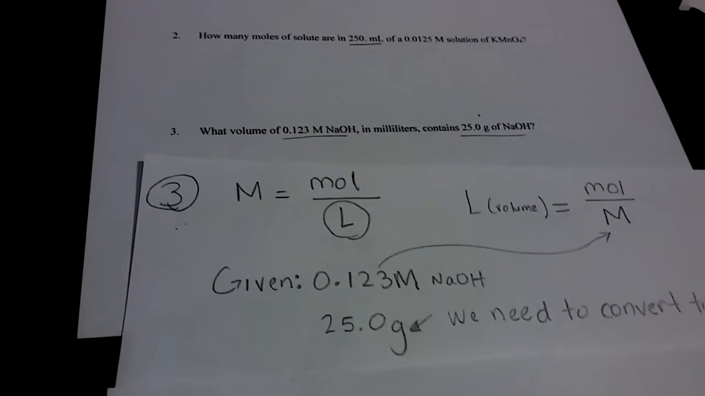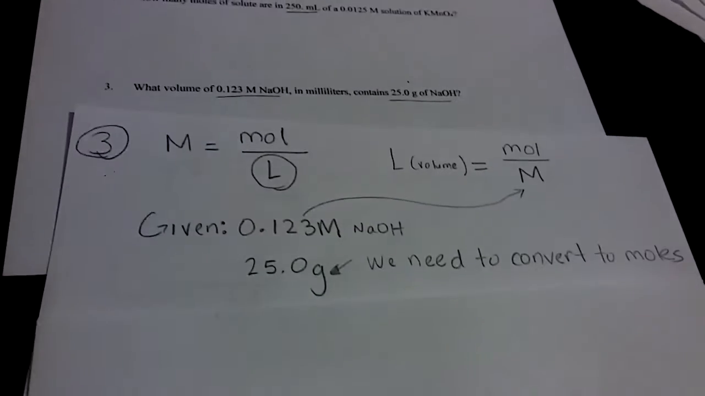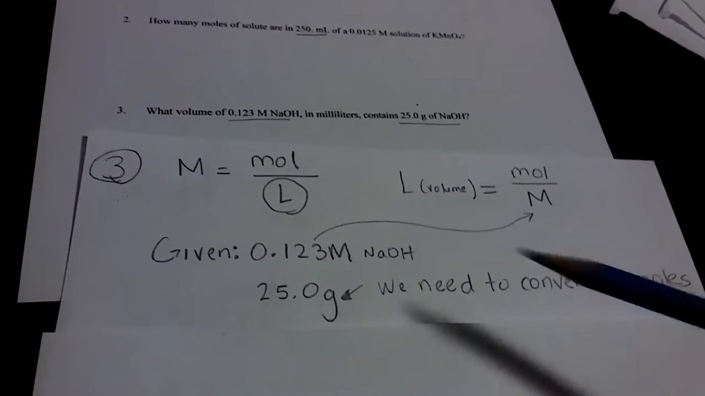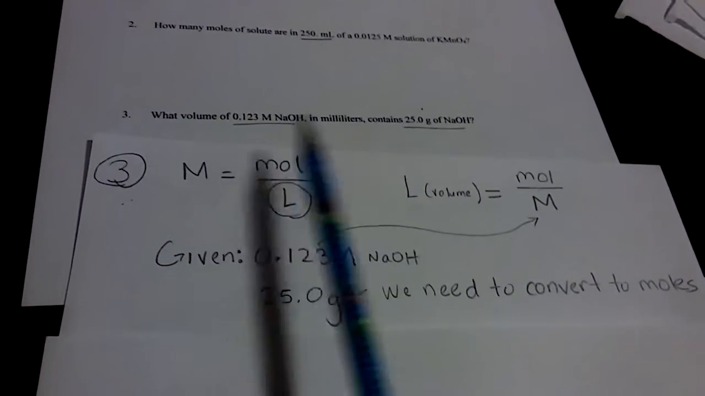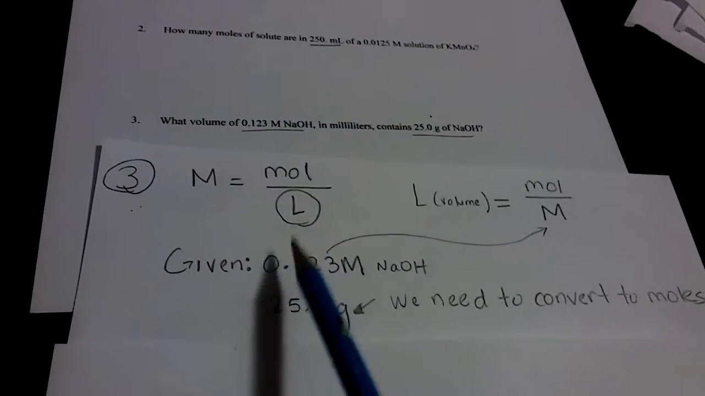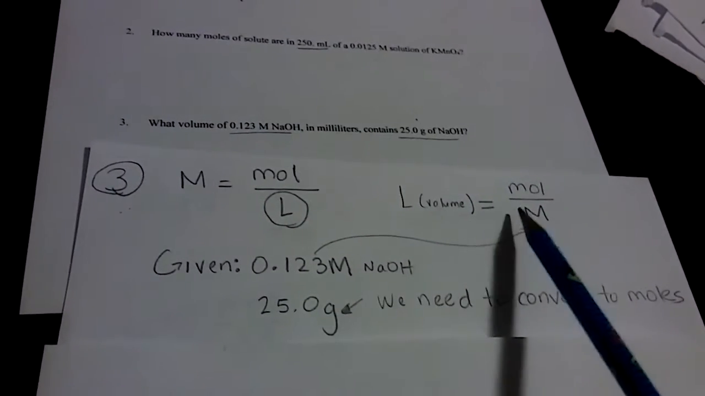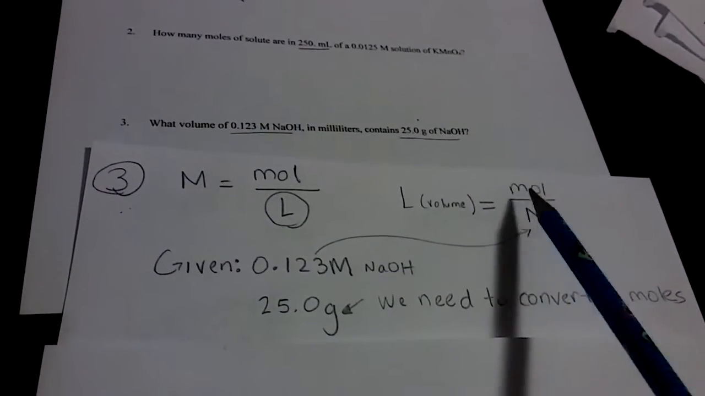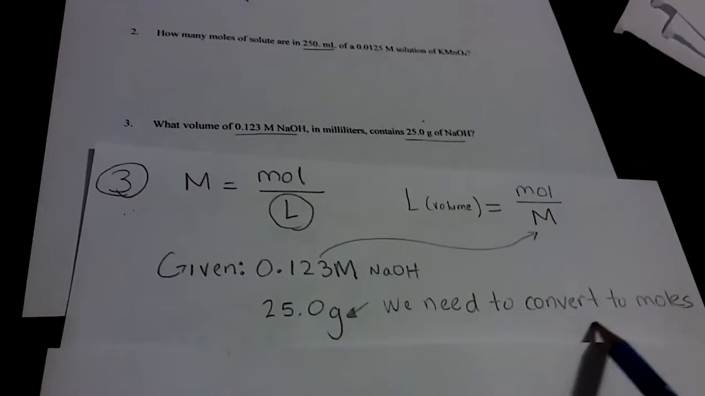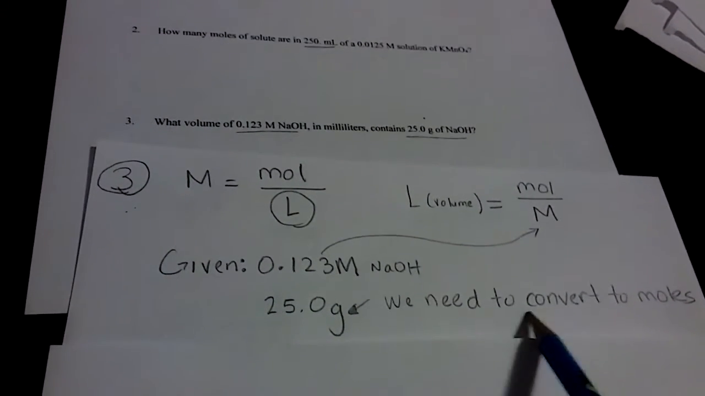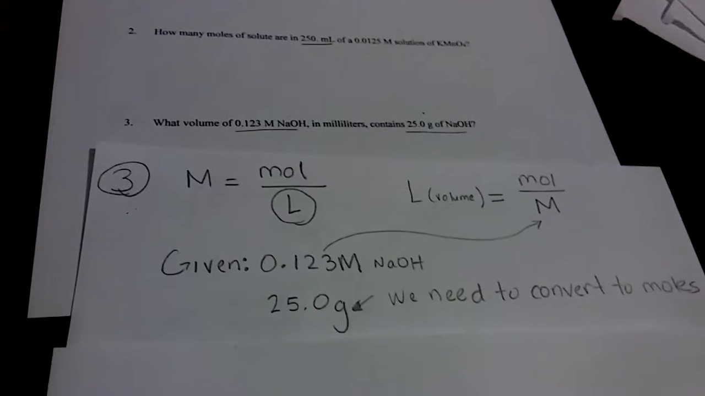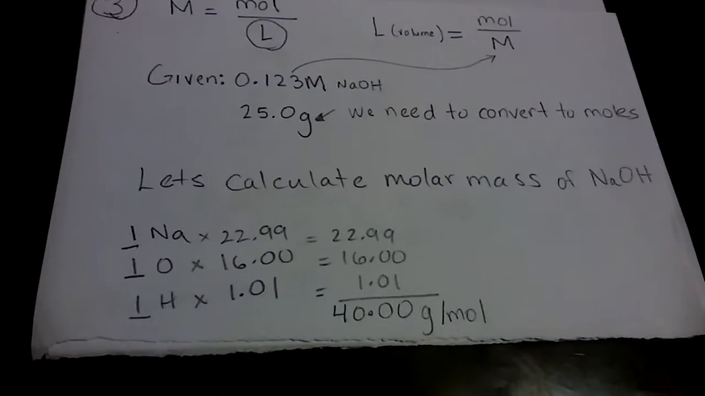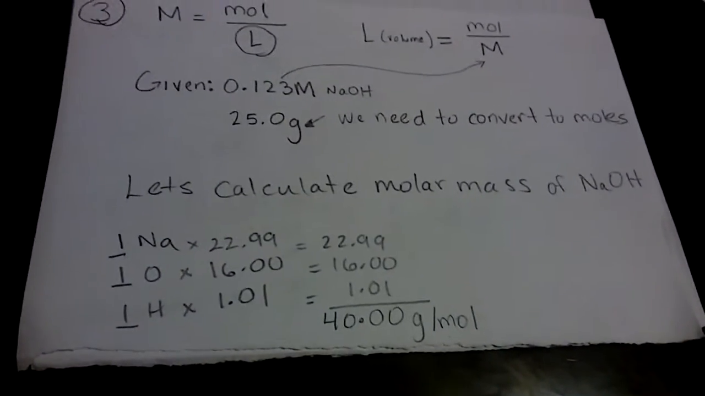Okay, so these are the things we're given. We know we're given the concentration, which is right there, and we're given this mass. But we don't want to have it in grams. We want to make sure that it's in moles. So just like we did before, like in number 1, we're going to need to convert to moles by using the molar mass.